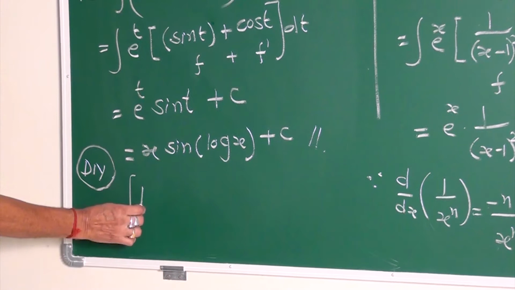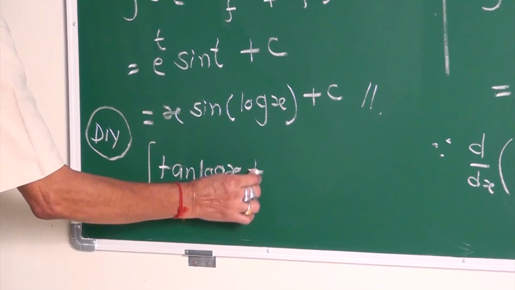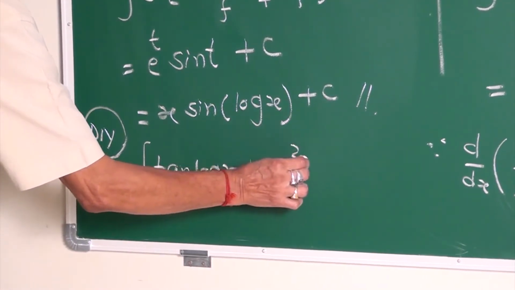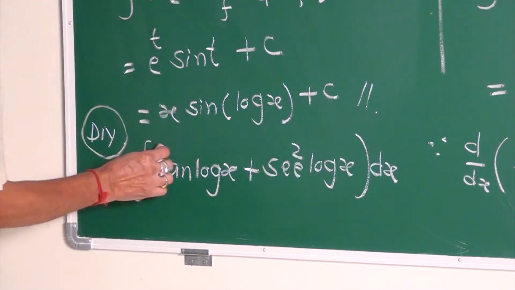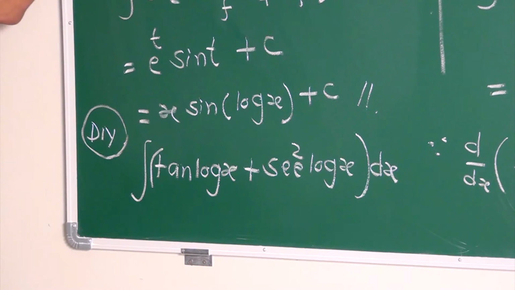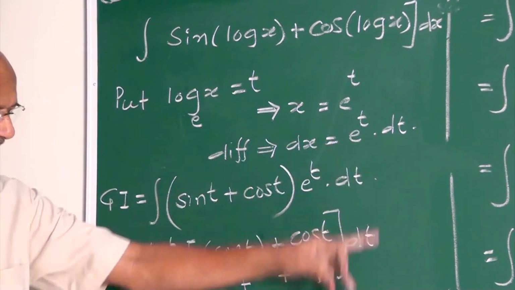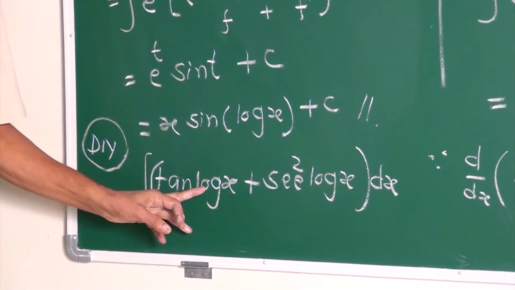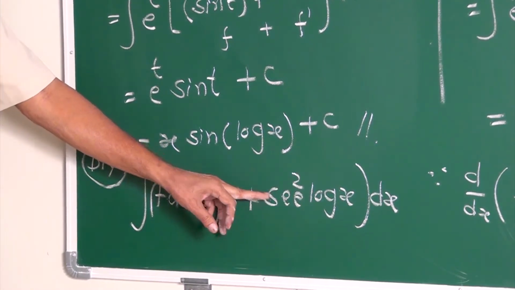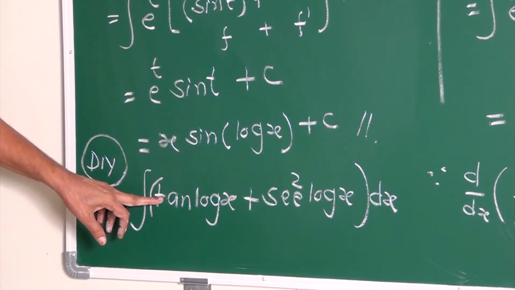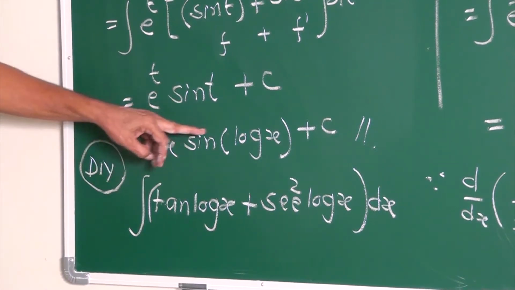The integral of tan(log x) plus sec square(log x) dx. Again, same method. log x is t. What is dx then? e^t dt. Then it becomes the integral of e^t (tan t + sec² t) dt. What is the derivative of tan? sec square. Then what is your f? tan. Therefore, what is the answer? x tan(log x).